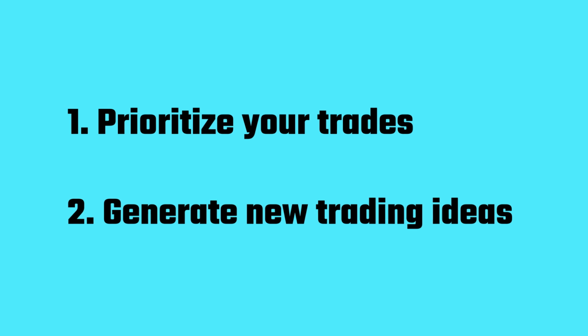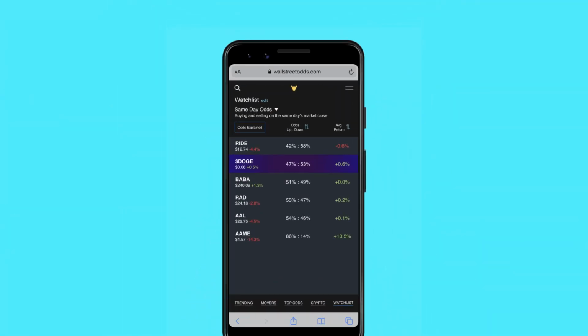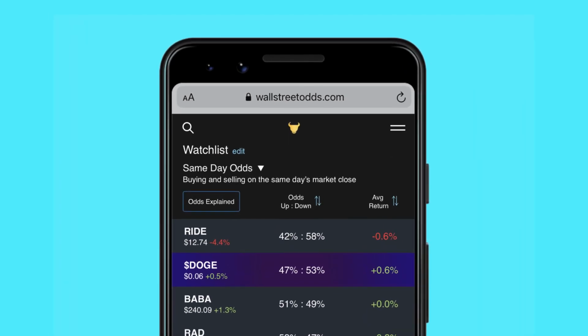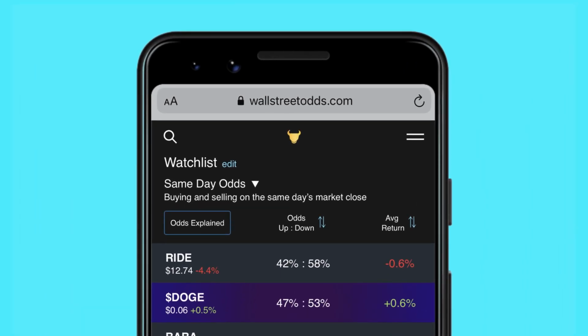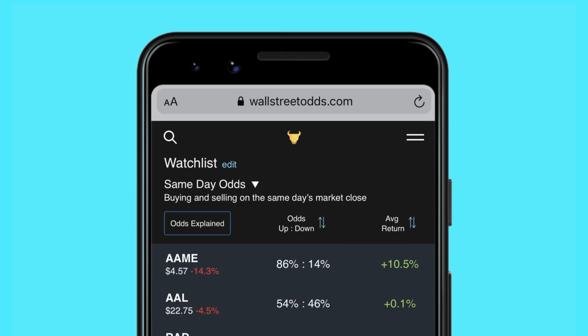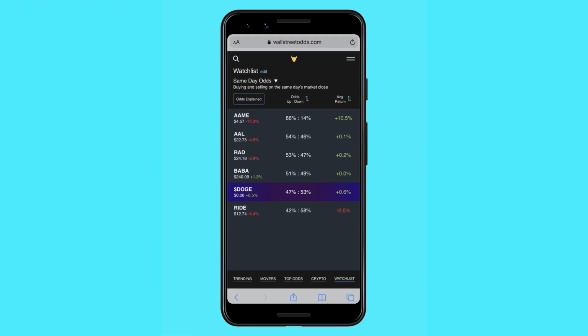First, I'll walk you through prioritizing trades by leveraging our real-time odds. So if you're deciding what to buy among some trade ideas you're already considering, looking at each stock's odds of going up and its historic average return could help you rank your ideas and make it easier to choose which one of them to go through with.